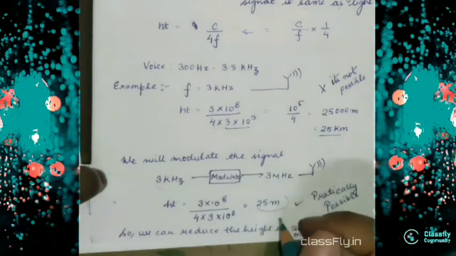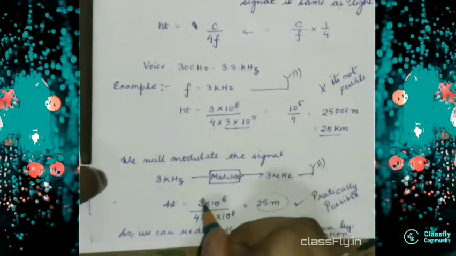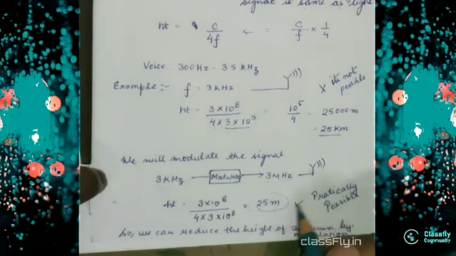Okay, so when we solve this, we get 25 meters, which is practically possible. We can make a 25 meter antenna. So we can reduce the height of the antenna by modulation. So this is the first point. We can reduce the height of the antenna.